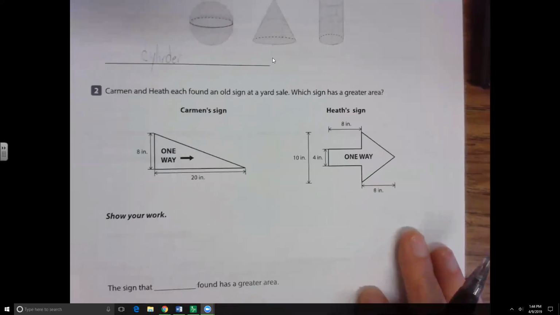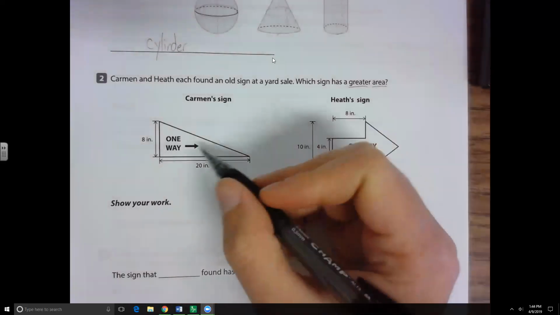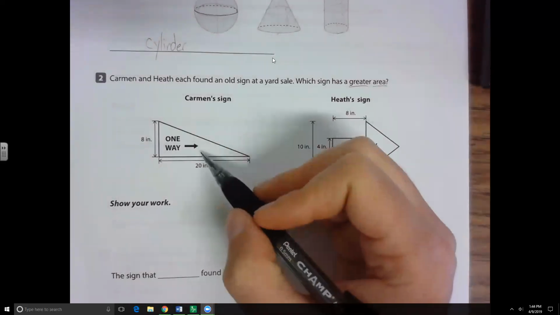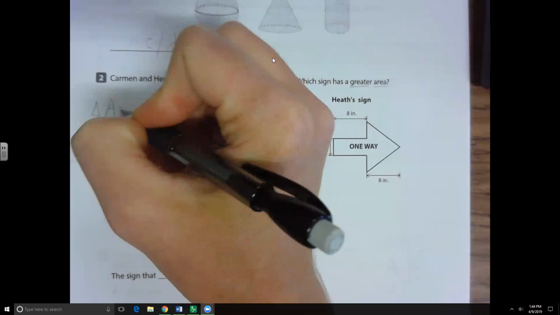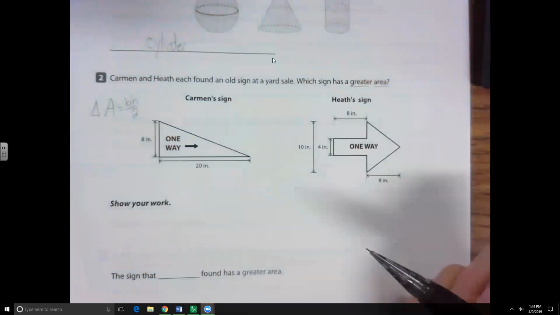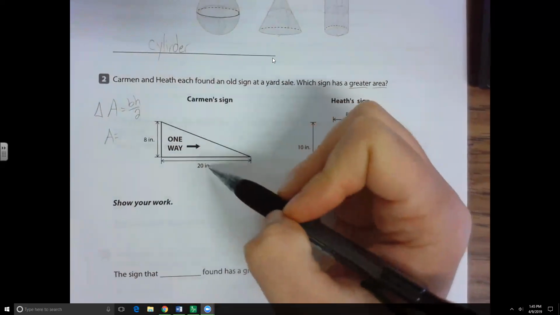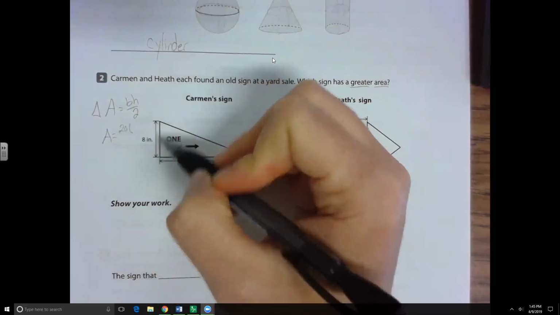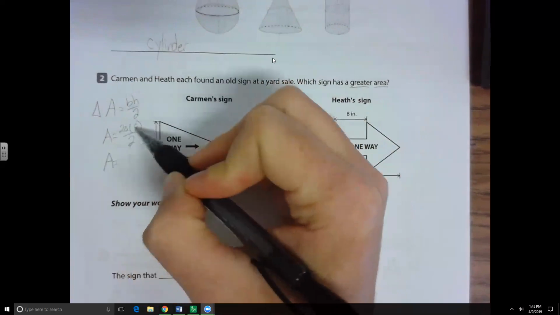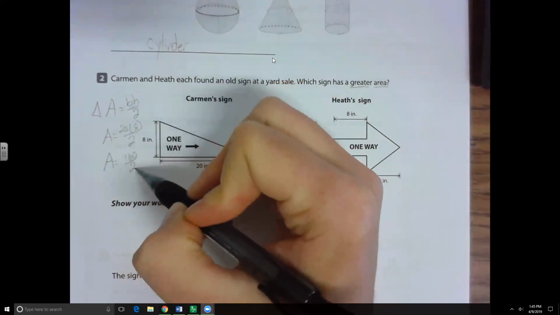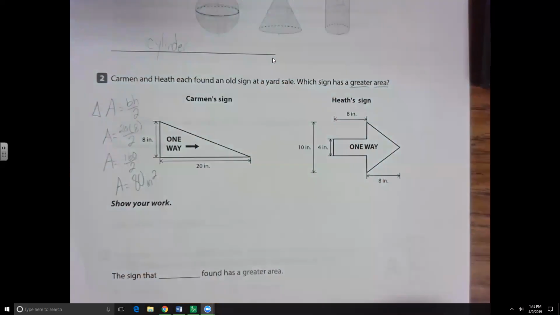Number 2, you're looking for which one has the greatest area. Okay, so I have to find the area of each of these shapes. This shape is a triangle, so I'm going to use my area formula for a triangle, which is base times height divided by 2. So I'm going to fill in my measurements. The base of my triangle is 20. The height of my triangle is 8. And then I'm going to divide that by 2. 20 times 8 is 160. And then when I divide that by 2, I get 80 inches squared for the area of Kármán sine.